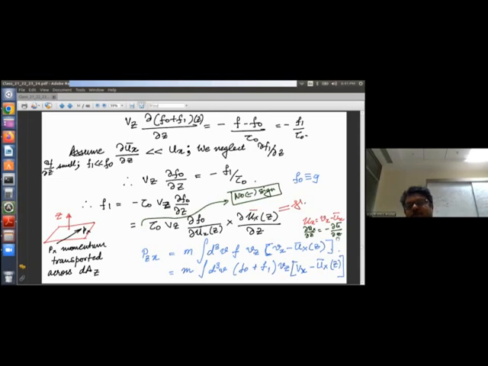So that del Ux del Z, this one, we have substituted in terms of this. And what is this? This is the velocity gradient. Right? This comes with a minus sign. Hence, this minus sign and this minus sign cancel, and you don't see any minus sign here. So there is no minus sign here, right?